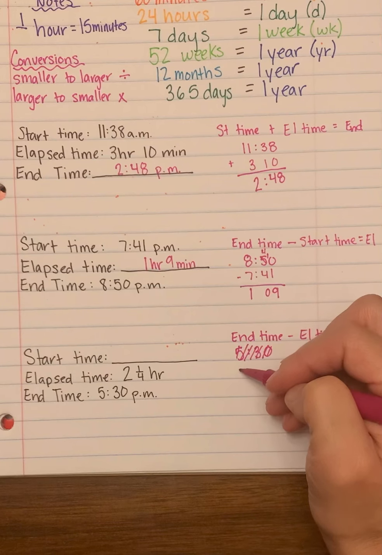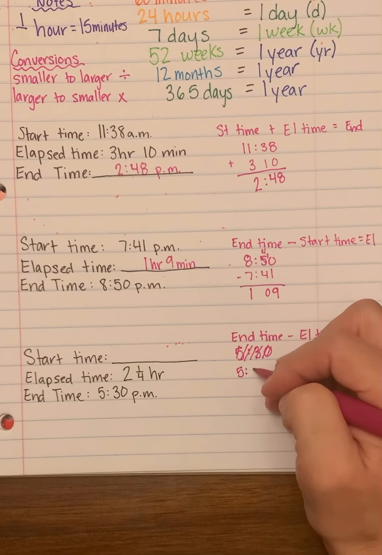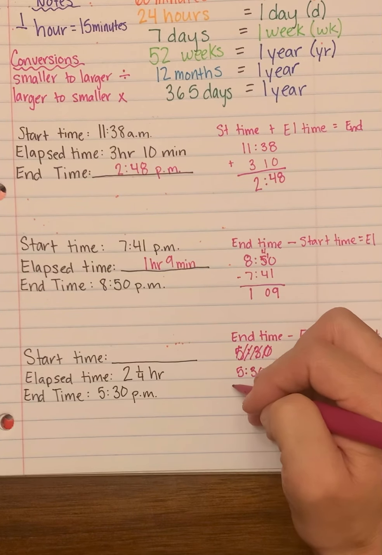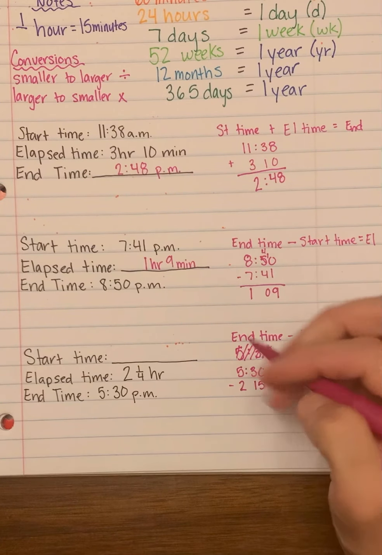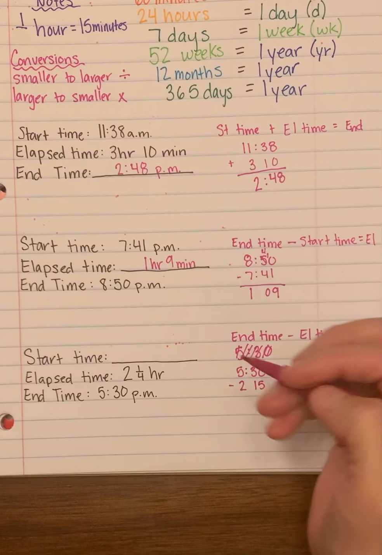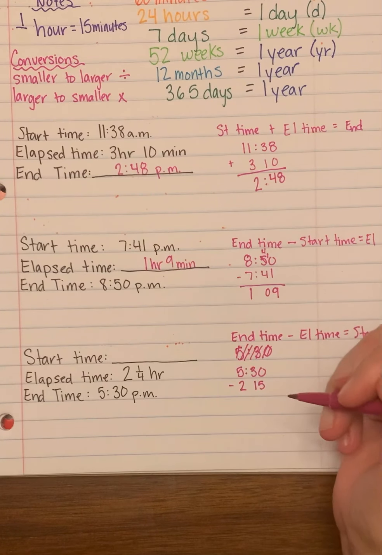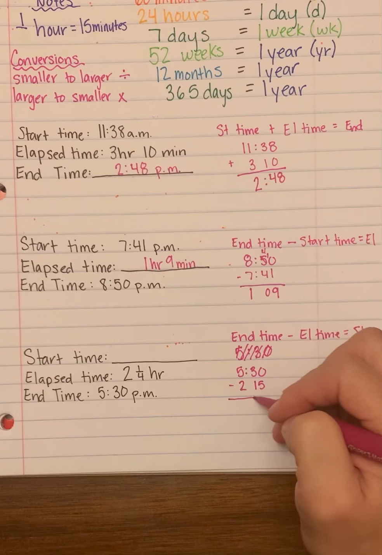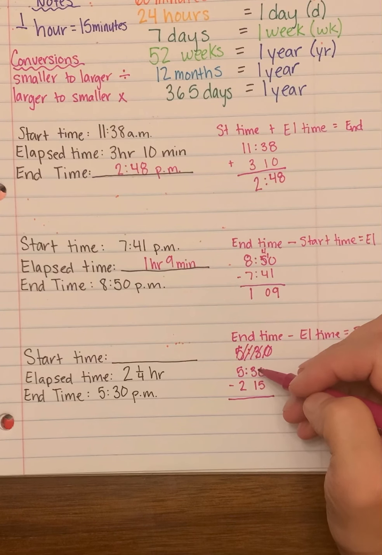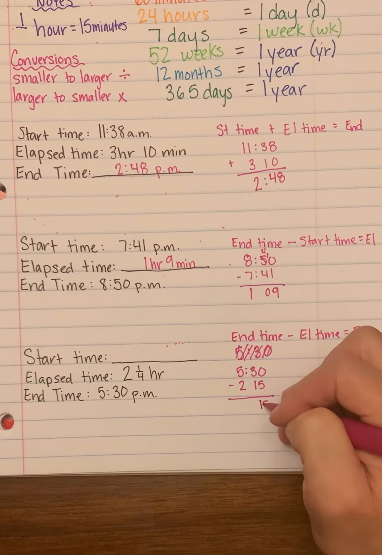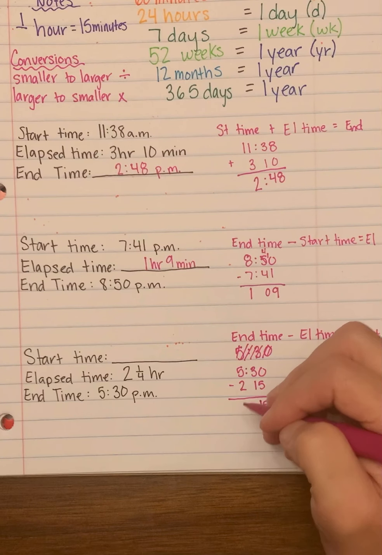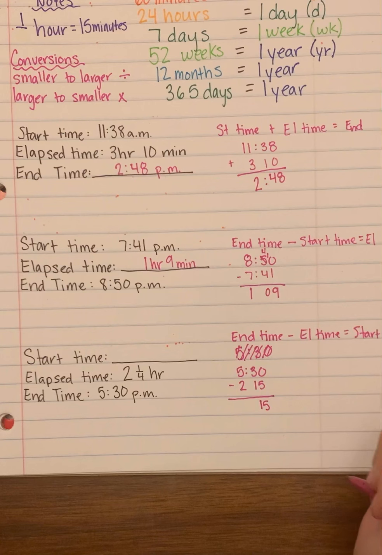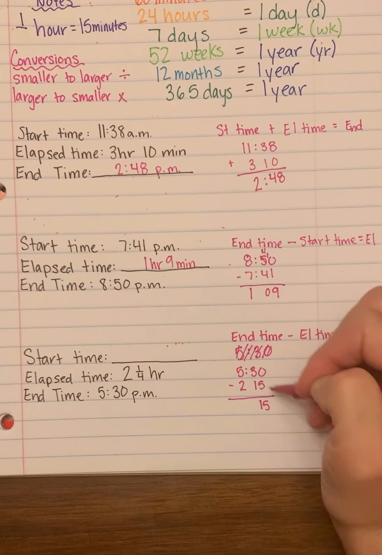Okay, so let me rewrite 5:30. I'm going to subtract 2 hours and 15 minutes. I'm converting this quarter hour, if we remember, quarter hours, 15 minutes. I know that 30 minus 15 is going to be 15. I also know if I'm looking at 15 minutes, if I added 15 minutes to it, I would have 30 minutes. So I know that that works out.